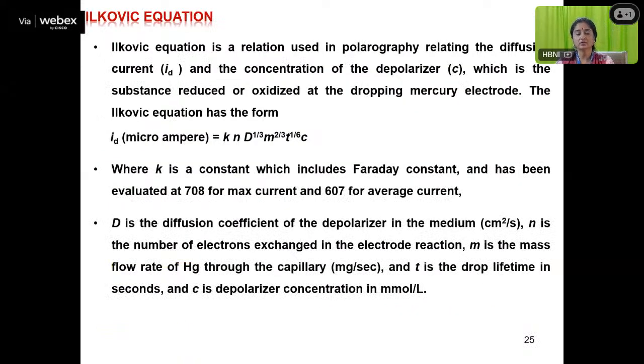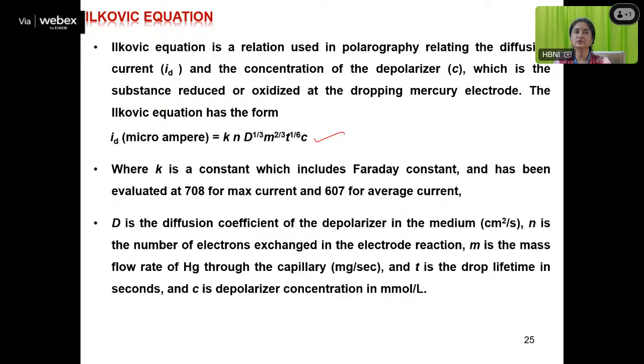Now all the polarographic calculations are based on the Ilkovic equation. You must have heard this term, Ilkovic equation. It is a relation used in polarography relating the diffusion current I_D and the concentration of the depolarizer. That means the depolarizer is the analyte, which is the substance reduced or oxidized at the dropping mercury electrode. The Ilkovic equation has the form of this, where K is a constant which includes the Faraday constant and has been evaluated as 708 for maximum current and 607 for average current. Now what is this maximum and average current? It will come ahead.